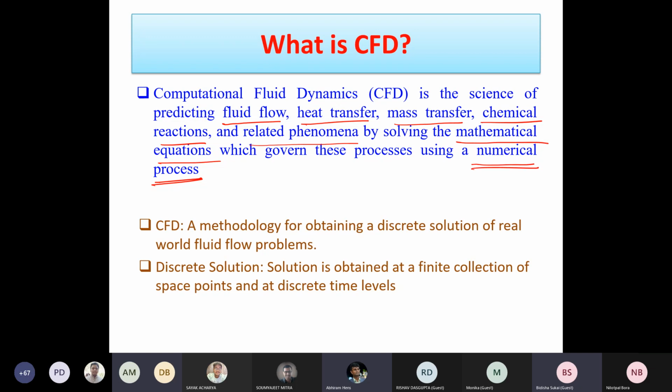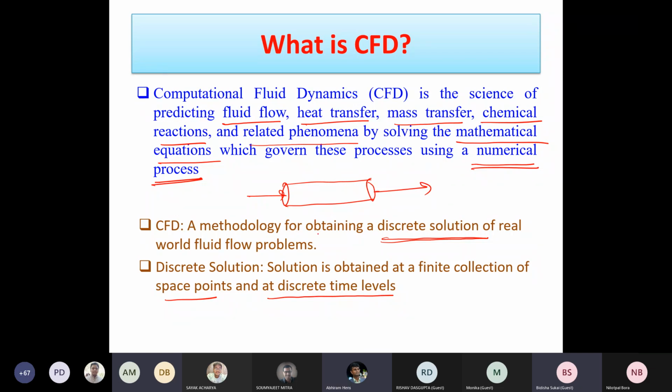So this discrete solution means this is not a continuous solution you will not get. I will explain it. Let me cover this point also. So what do you mean by this discrete solution? The solution is obtained at a finite collection of space points and at a discrete time levels. Okay, so discrete time levels, that means, so if you have a pipeline like this and you like to study this pipeline flow where some fluid is entering from here and it is getting out from other side, so you will not get continuous thing.